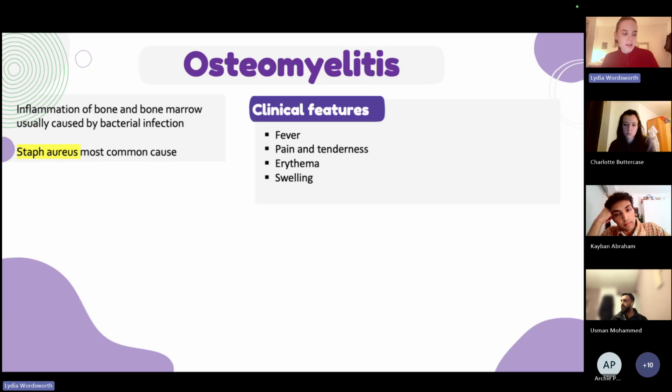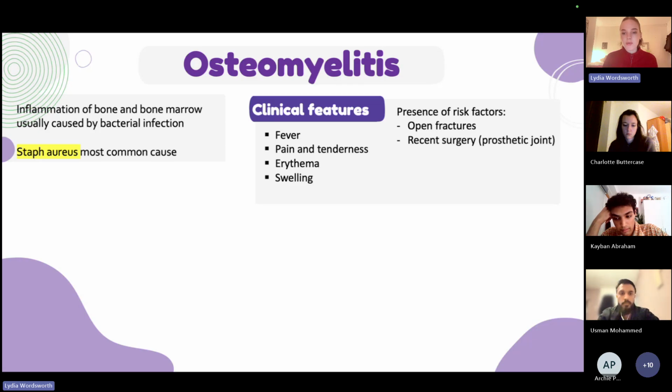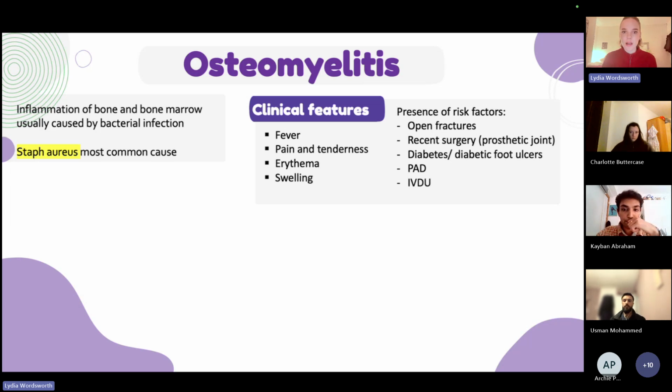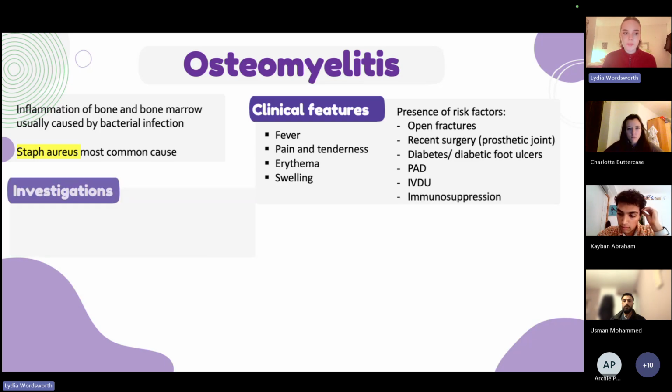And they'll also have risk factors. So a lot of the time you'll see patients might have had open fractures, they might have had recent surgery and have a prosthetic joint. Osteomyelitis is seen quite a lot in patients with diabetes, diabetic foot ulcers, and patients who are immunocompromised. Again, peripheral arterial disease, because essentially the bone is not getting an adequate blood supply, so is at risk of necrosis and things like that. Also intravenous drug use, and again, immunosuppression.